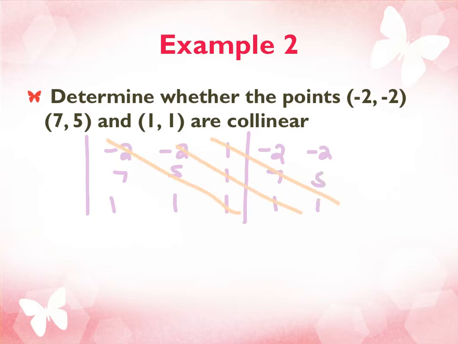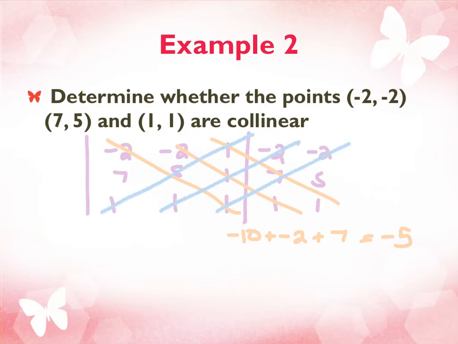So -2 times 5 is -10, times 1 is -10. -2 times 1 is -2, times 1 is -2. 1 times 7 is 7, times 1 is 7. So -12 plus 7 is -5. And then go the reverse.